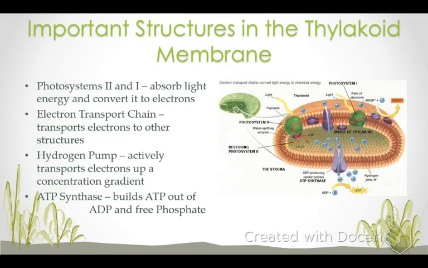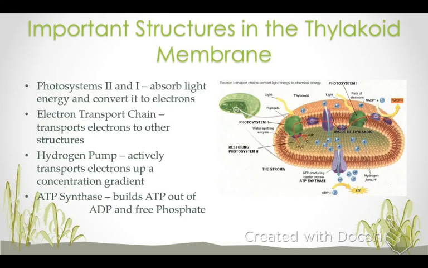It's more about understanding their function: photosystems absorb light energy and convert it into electrons. Absorb light. The second one, electron transport chain. Pretty much exactly what it sounds like. It does what it says in its name. It transports electrons down to other structures. Number 3, the hydrogen pump. It actively transports hydrogen ions up a concentration gradient.